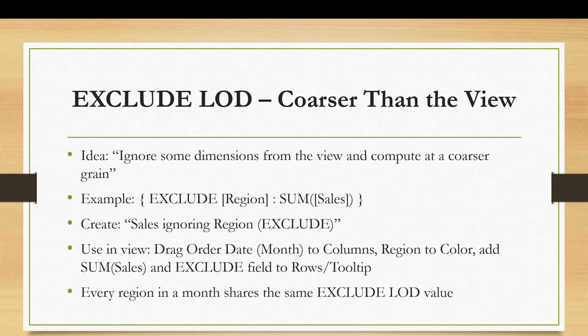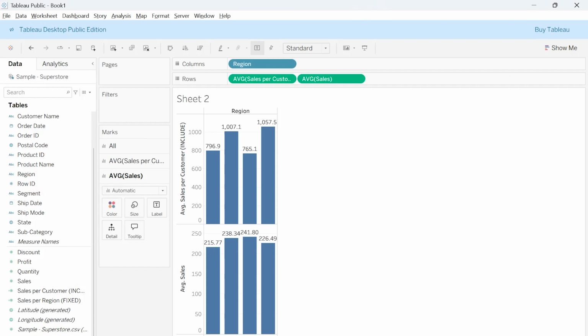So now we will see the exclude LOD. The idea is to ignore some dimensions from the view and compute at a coarse grain level. That means when we want to exclude one or some of the dimensions from the view, we can use the exclude LOD. You can see the example. Here we are excluding the region and calculating the sum from the view. Okay, so we will create it in Tableau.